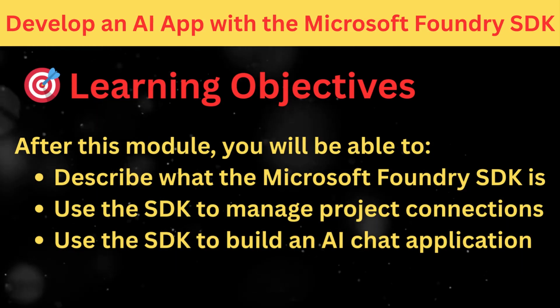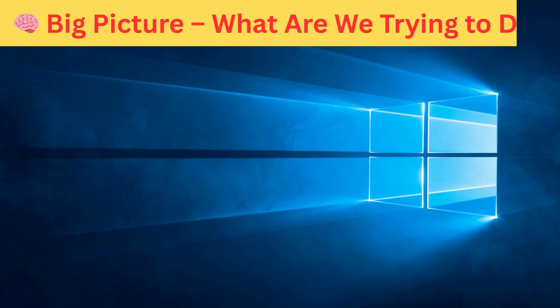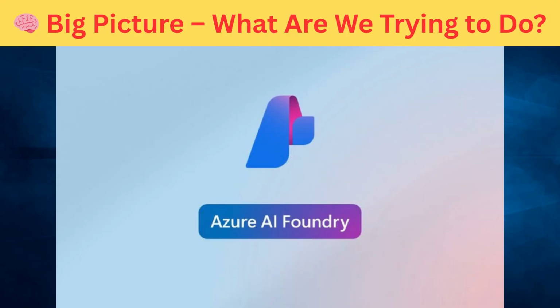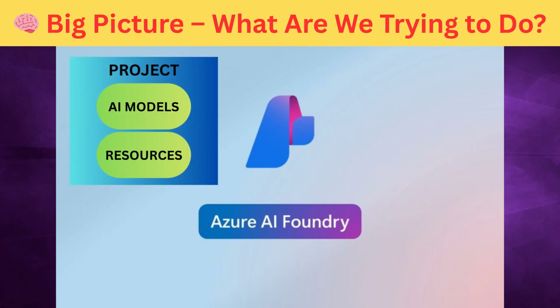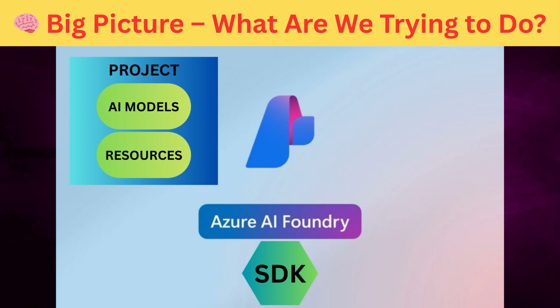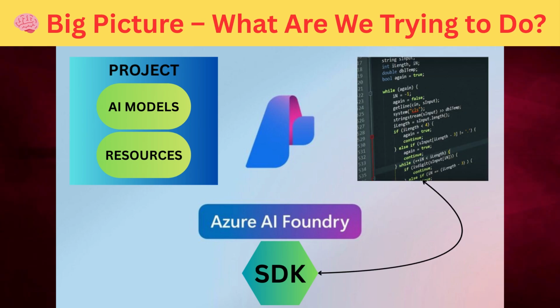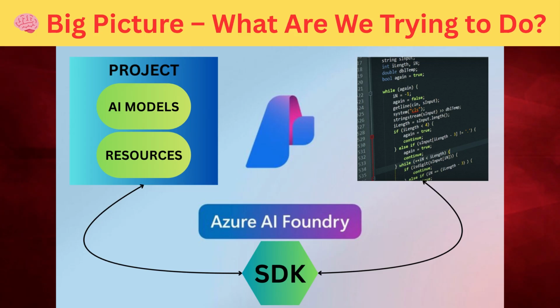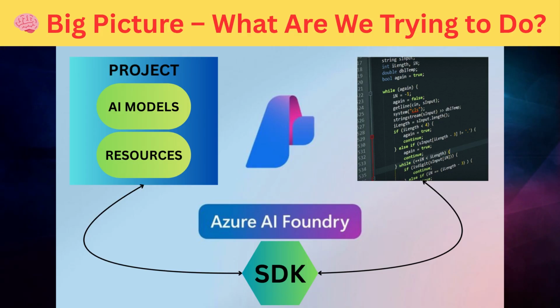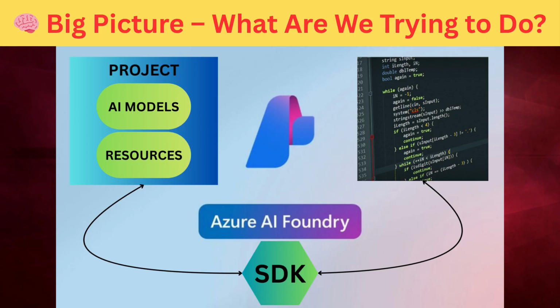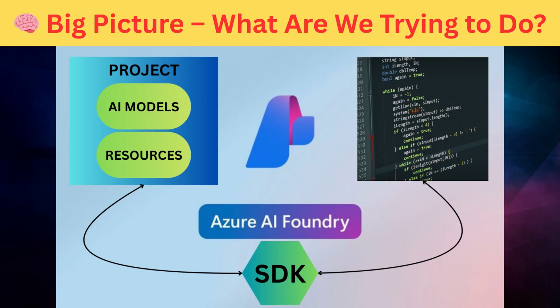Before we touch any SDK or code, let's understand the big picture. Microsoft Foundry is where you manage your AI projects, models, and resources. And this is exactly what we learned in our previous videos. The Foundry SDK is what allows your application to talk to that project. In simple words, Foundry Portal is where you configure things such as AI projects, models, and resources. Foundry SDK, on the other hand, is how your application uses those things. And this concept is very important for the AI-102 exam.